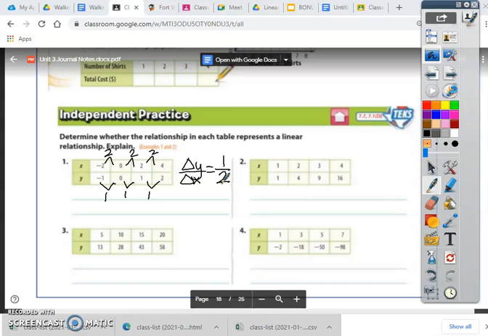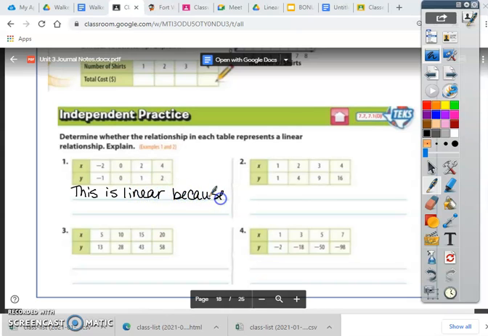So do we have a constant rate of change? Yes. So this says, is it linear? We would say, and I'm going to erase this so we can say, yes, this is linear because it has a constant rate of change. Hopefully you can write smaller than me.